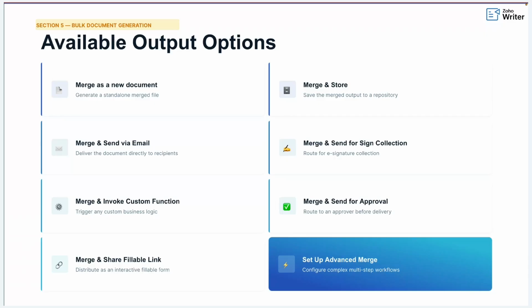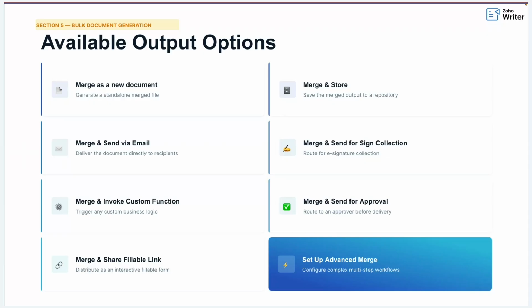Once your template and data are connected, you can run the merge and choose what happens next. You can merge and send the documents out directly via email, or send them for collecting signatures using Zoho Sign. Or you can also route them through an approval workflow, which is all done without even leaving Zoho Writer. So it's not just generation, it's generation plus the next step in one go.